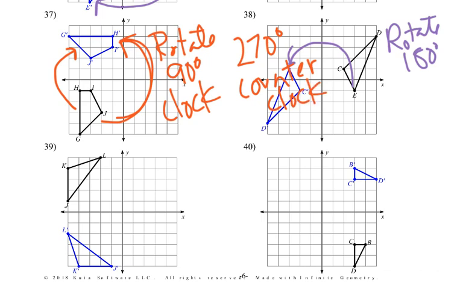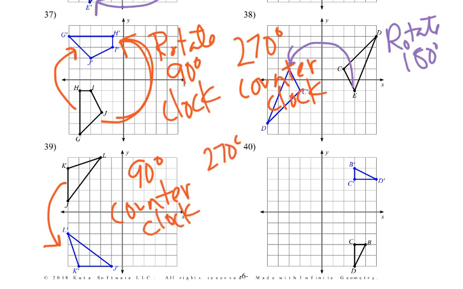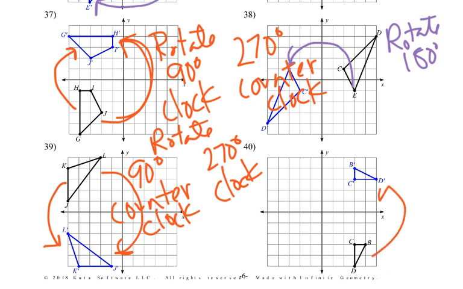Okay, for 39, let's go in the opposite way, so that would be a 90 degrees counterclockwise, or 270 clockwise, but went around that way, and it rotates. Okay, and I think that's the same as, nope, 40, we would rotate, yep, that is the same, a 90 degrees counterclockwise or 270 clockwise. And there we go, guys.